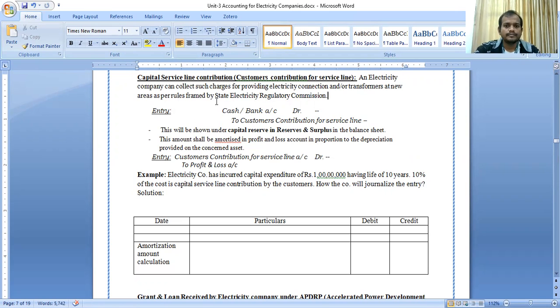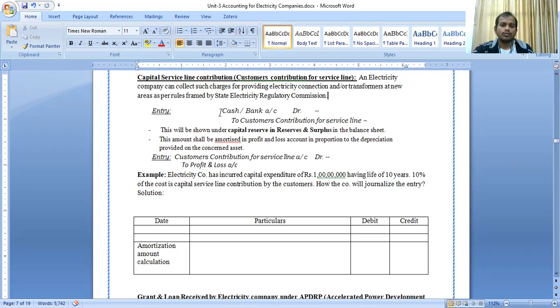And coming to the generalization of these transactions, suppose it is a capital expenditure. In this capital expenditure, arranging transformers involves a huge amount. So in such cases, as an electricity company, we receive contributions from the customers as well as government grants for the capital expenditure, and some of the amount the state electricity board has to bear.